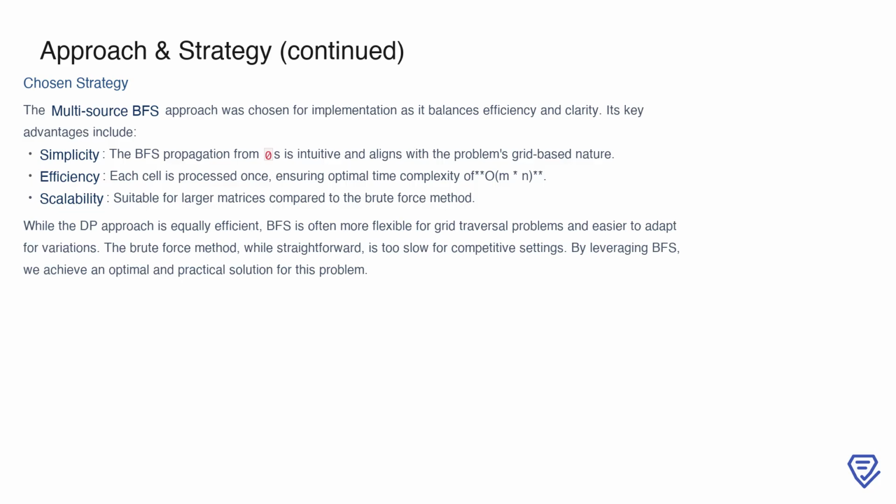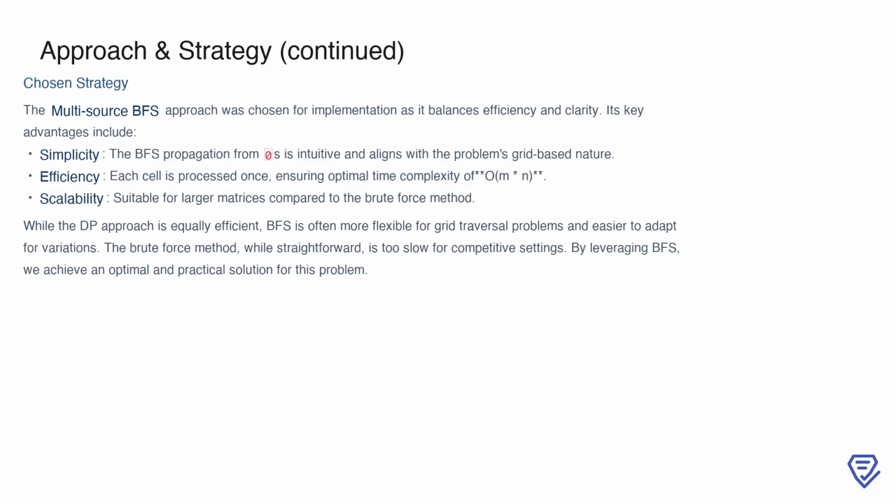It strikes a balance between efficiency and clarity, making it well-suited for this problem. One of its key strengths is its simplicity. Propagating distances outward from 0s aligns naturally with the grid-based structure of the problem. It's also highly efficient, with a time complexity of O(m*n), since each cell is processed exactly once. Furthermore, this approach scales well for larger matrices, unlike the brute force method, which becomes prohibitively slow.